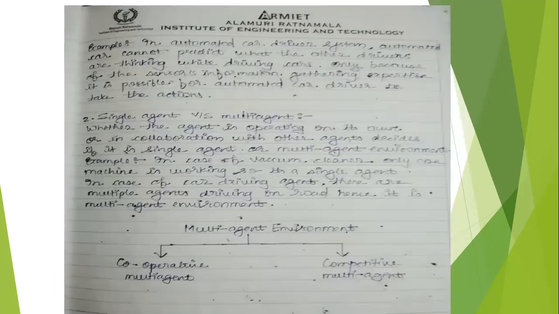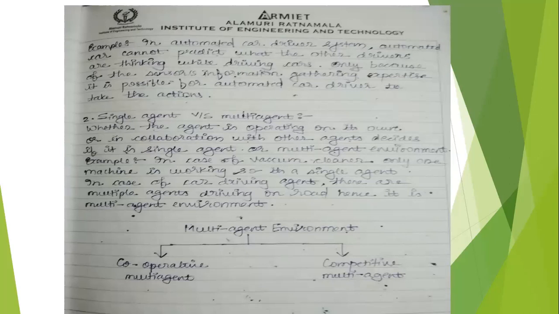In the automated car driver system, the automated car cannot predict what other drivers are thinking while driving. Only because of the sensors' information gathering expertise is it possible for the automated car to take action. The traffic on the road is constantly changing, so it cannot predict what the traffic will be in the future. So it is an example of a partially observable environment.